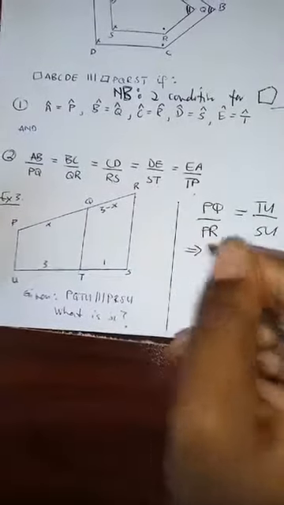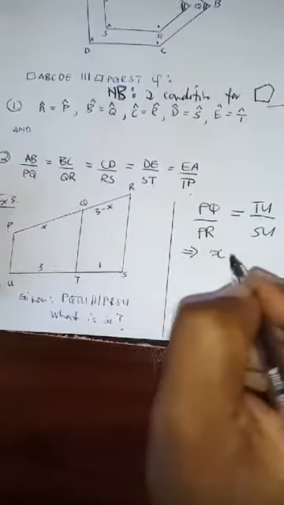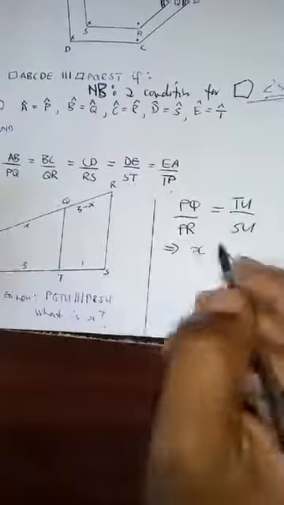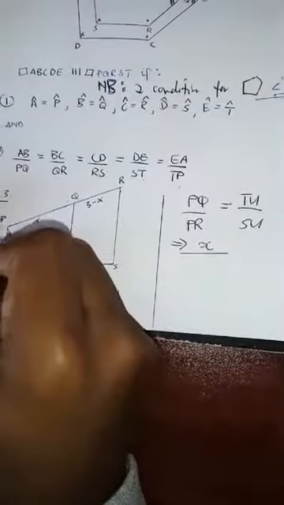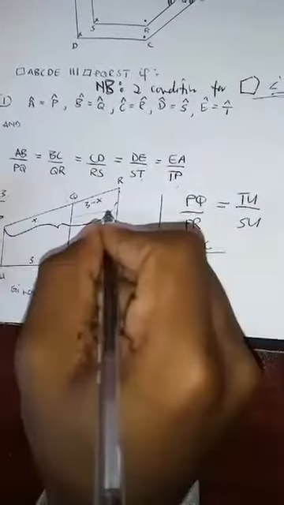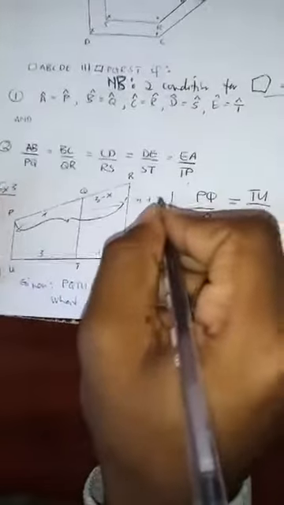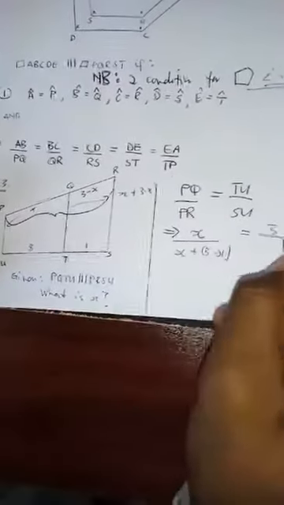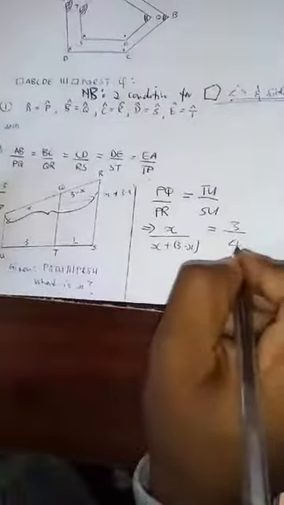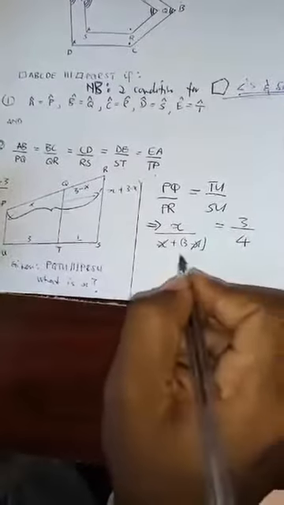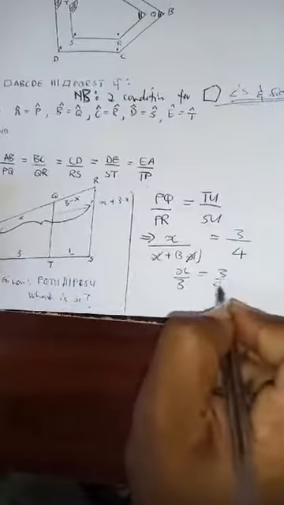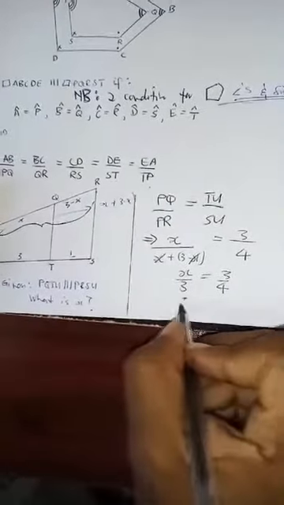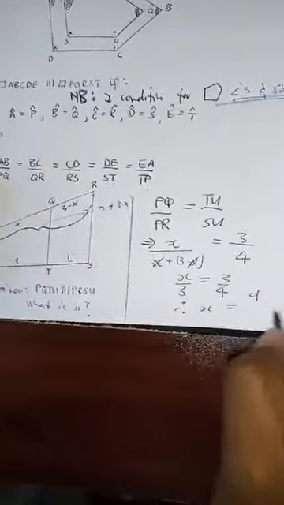And what do we know about this? What is PQ over PR? PQ is X. And what is PR? PR is that whole side, which should be X plus 3 minus X. So it's basically 3. So 3 over SU, and 3 plus 1 is 4. X minus X is 0, so we'll be left with X over 3 is 3 over 4. Therefore, X is 9 over 4.